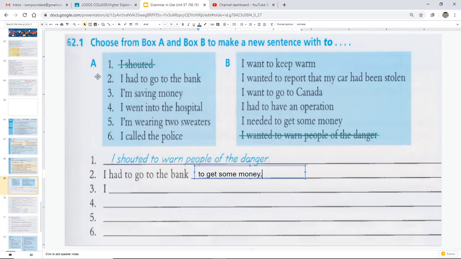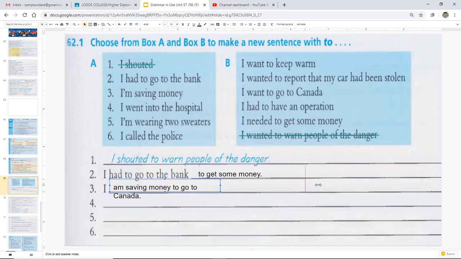Number three, I'm saving money. Why would you save money here? Probably because you want to go to Canada. All right. I am saving money to go to Canada. I am saving money to go to Canada. There you are. I don't know why anyone would want to go to Canada.